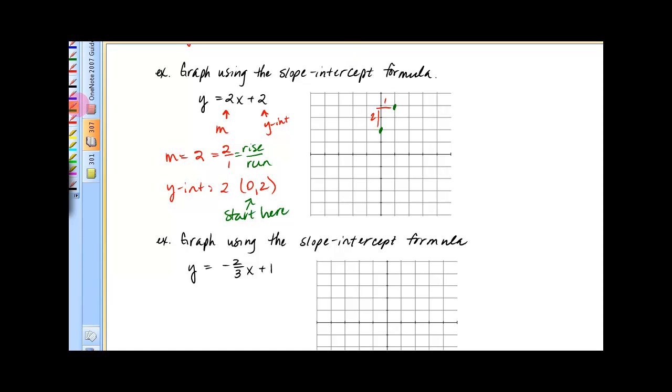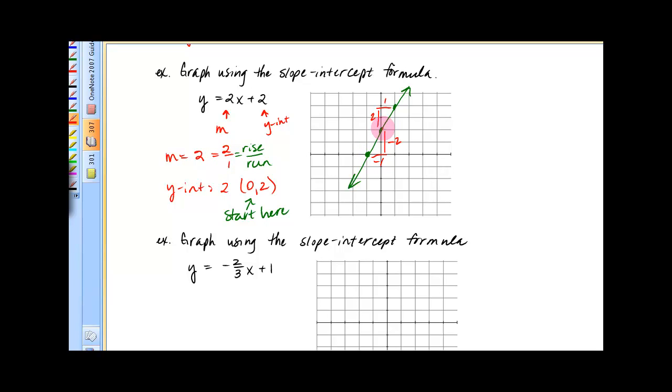Now, what if I had gone down 2 and to the left 1? It appears that this is all going to be on the same line, doesn't it? Well, that's because that's correct. I went back to my starting point, and I went down 2 and to the left 1. The reason that works is because that's a negative 2 down and a negative 1 to the left. Well, a negative divided by a negative is positive. That's why this still falls on the same line.